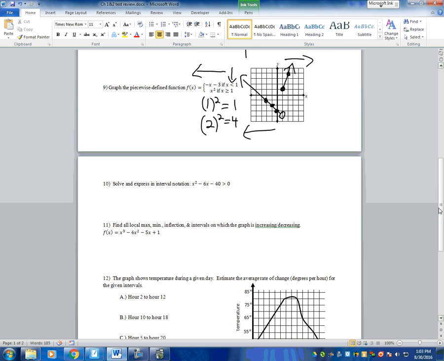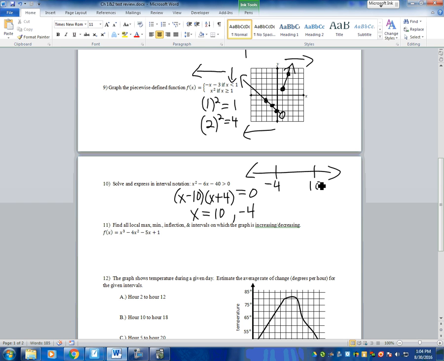Okay, number 10. It says express in interval notation. I think probably most of you factored first, right? So it's (x minus 10) and (x plus 4). It equals 0, so x equals 10 or -4. Draw your number line. Here's -4 over here. Here's 10 over here. And so it breaks that number line into 3 segments.